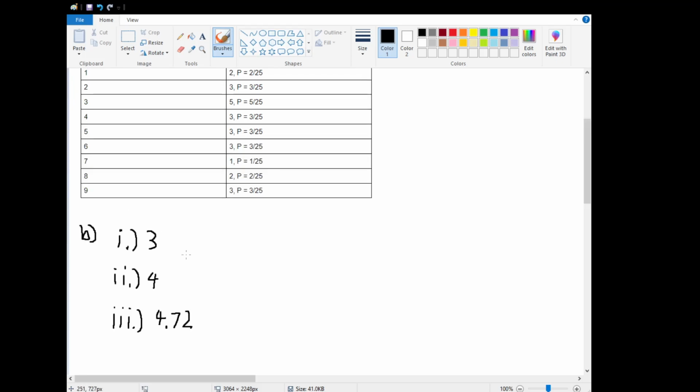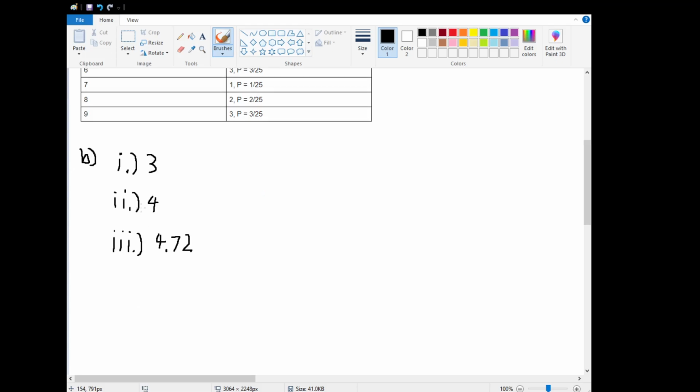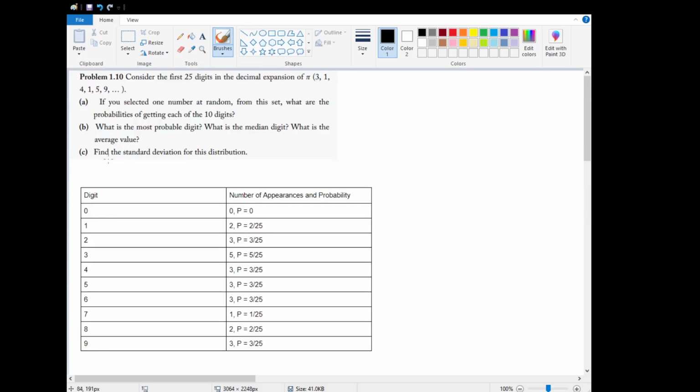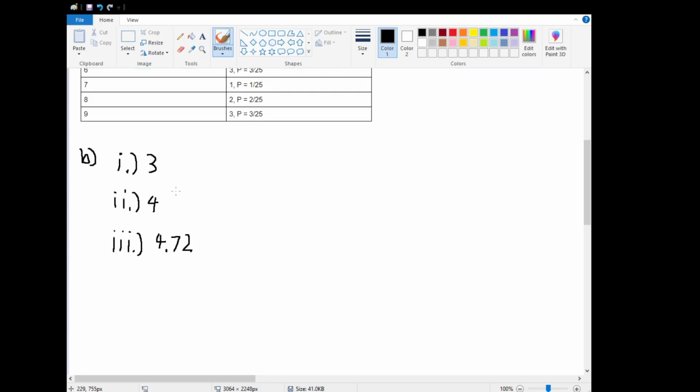I think the first section or the second section when we go over probability. It's the third section where we go over probability. So if you're not familiar with how to calculate the average, please look at section 1.3, which is the probability review, but statistics review in general. And then we go on to part C, which is to find the standard deviation for this distribution.